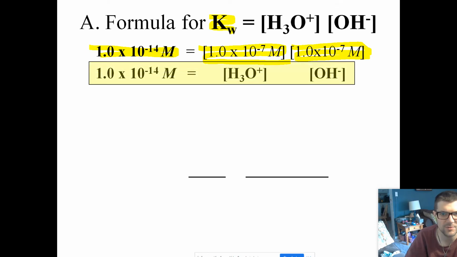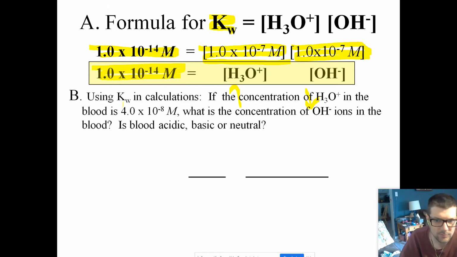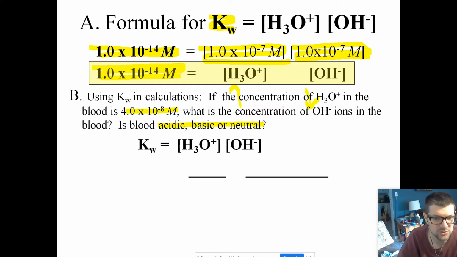It's this magical number that when we multiply those concentrations, if things are at equilibrium, those concentrations will multiply out to this value. What that means is if the concentration of one thing goes up, then the other has to go down, because this equilibrium constant is a constant. It has to stay at that value. So we can use this to calculate the concentration of things. If we know one, what's the other? And then we can determine, is it an acid, is it a base, or is it neutral, right?